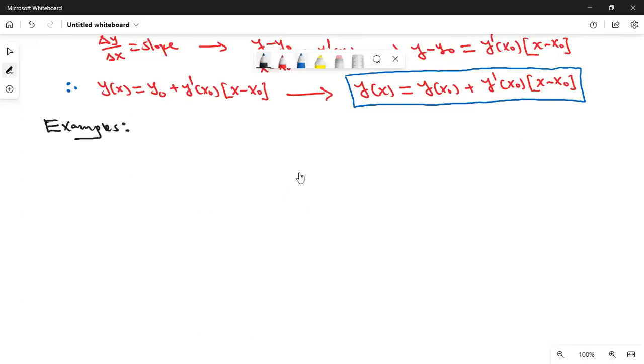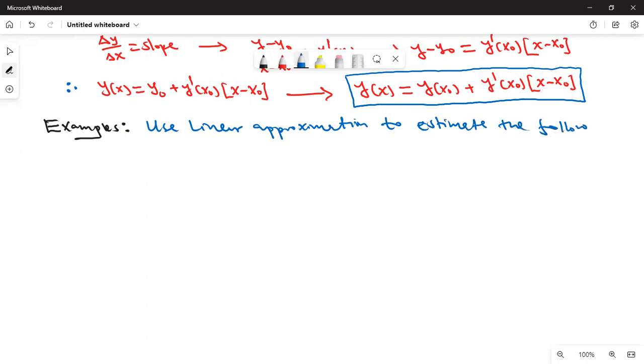Examples, you are asked to use linear approximation to estimate the following. In part A, we need to estimate the square root of 26. How do you apply the knowledge of calculus to be able to work out this problem?